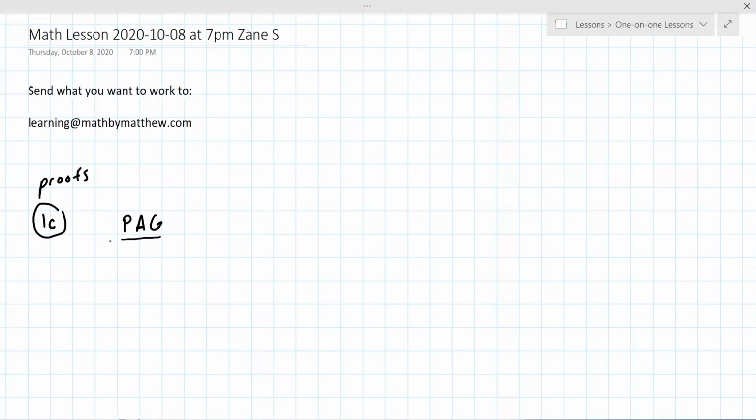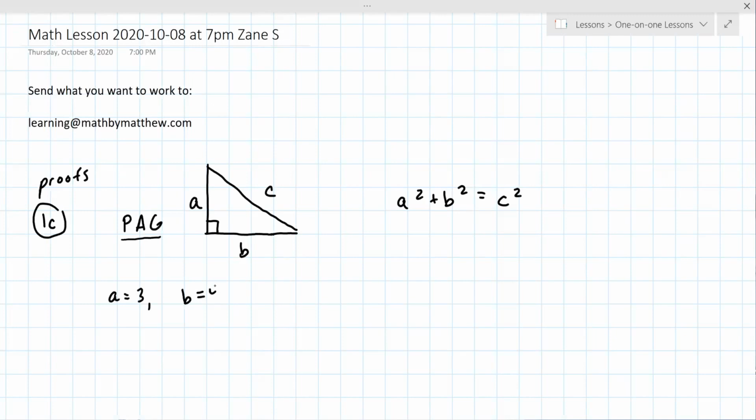Pythagorean theorem, or PAG as I call it to be short, is the relationship between the three sides of a right triangle, A, B, and C. It specifies that a squared plus b squared equals c squared. Now there are certain numbers that work really well. If I tell you that a equals 3 and b equals 4, you will find that c equals 5. These are called Pythagorean triples, or as I write, PAG triples.